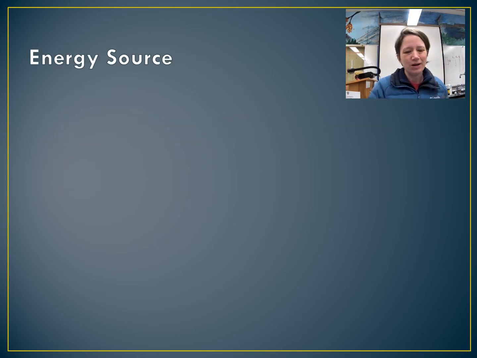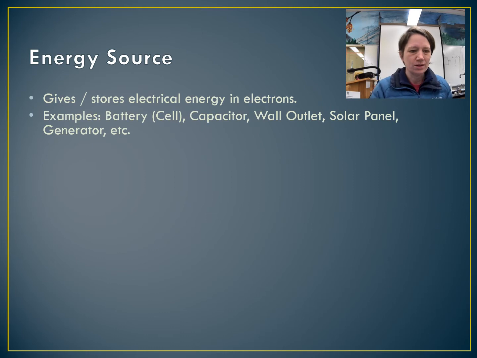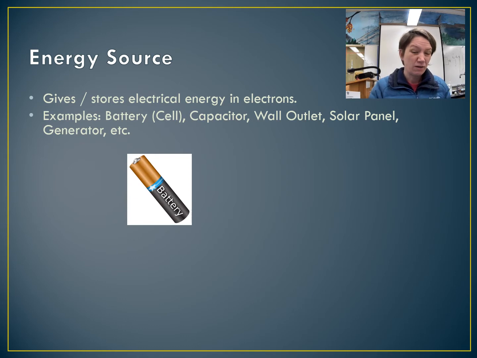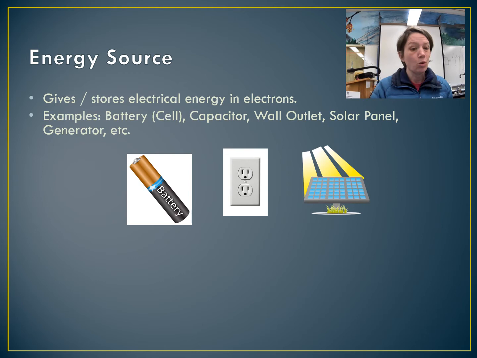So the first thing to include in every circuit is your energy source. This is the thing that is going to give the electrical energy to the electrons or stores it up in those electrons. Some examples of common energy sources are batteries, sometimes called cells, capacitor, if you've heard of that. Wall outlet, of course, is an example of an energy source. Solar panels could be energy sources. There's lots of things that you can put into your circuit as a source of energy.